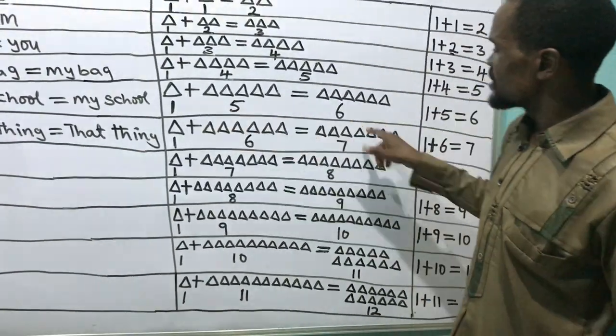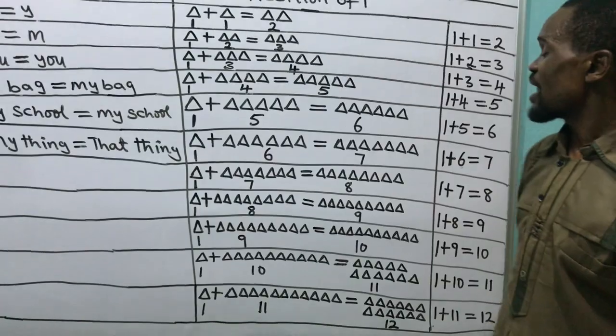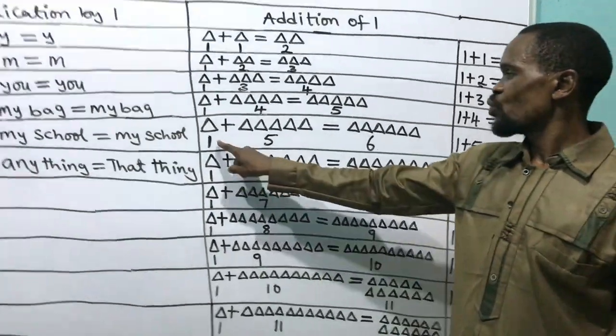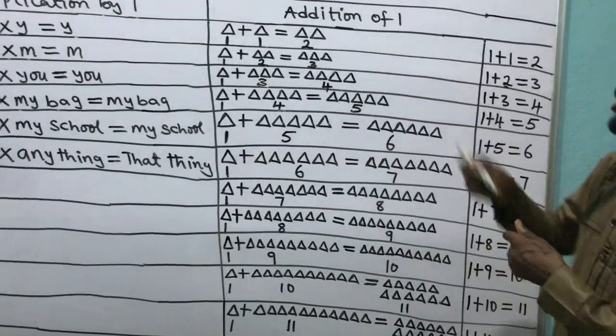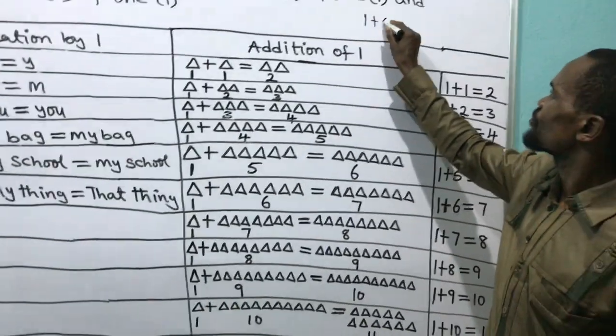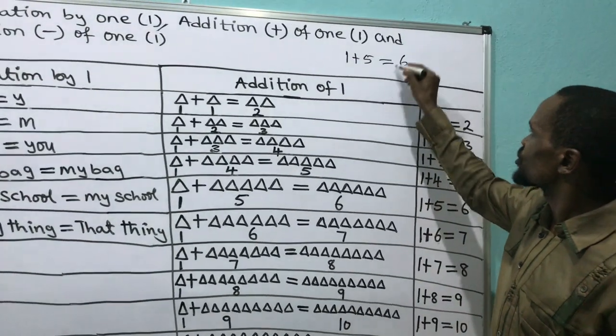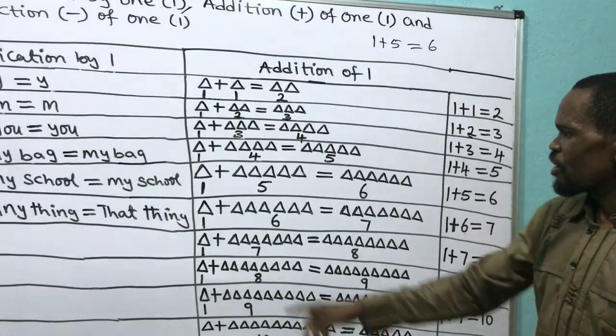That means I'm having 6 triangles. 1 triangle plus 5 triangles will give me 6 triangles. That means 1 plus 5 will give me 6. What does it mean? 1 plus what? 5. The answer is what? 6. Then I come back here.